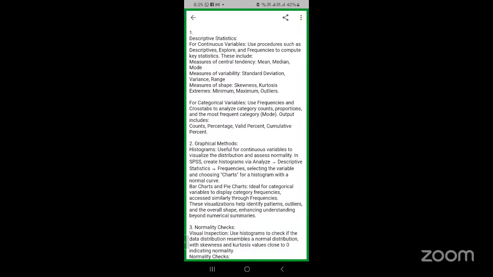And if your data is categorical data, then you can use the bar chart and pie chart. These visualizations help identify patterns, outliers, and the overall shape, enhancing understanding beyond the numerical summaries. So you can get the bar chart and the pie chart, and these visualizations help identify patterns, outliers, and the overall shape, enhancing understanding beyond numerical summaries.